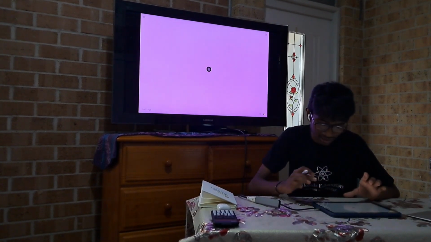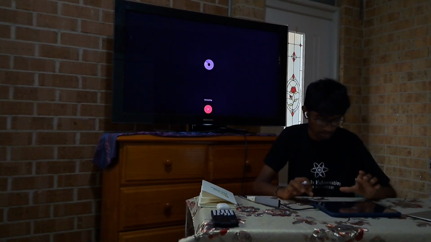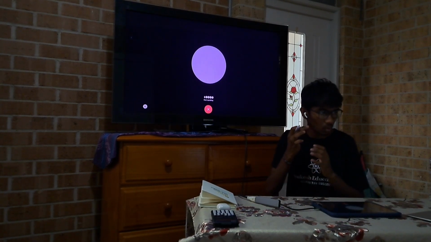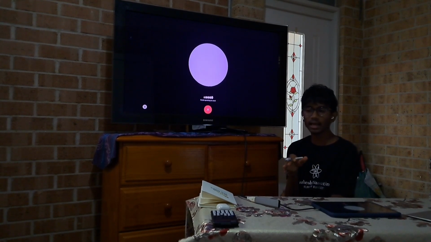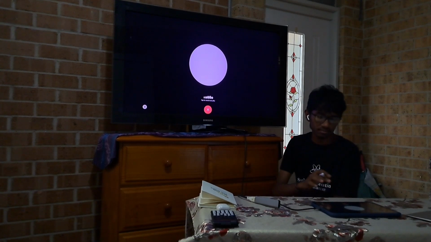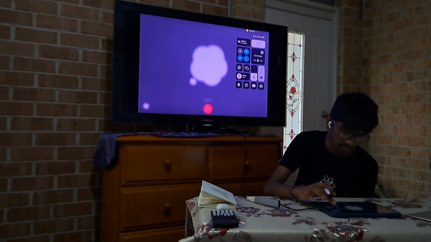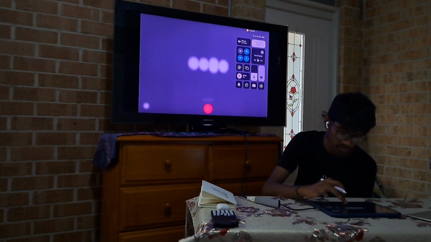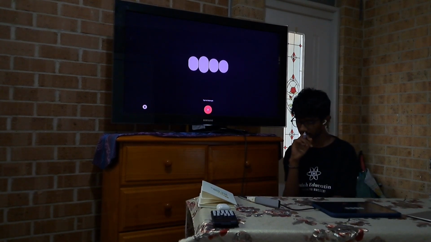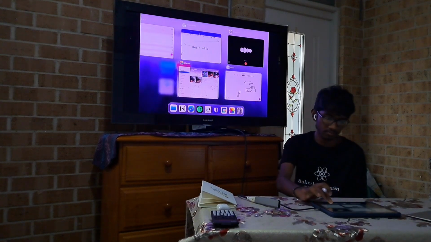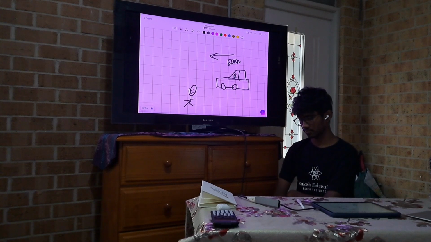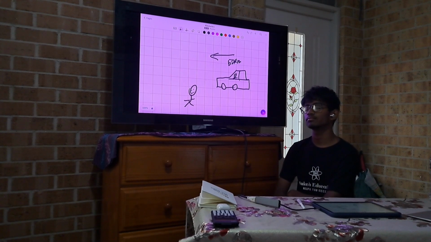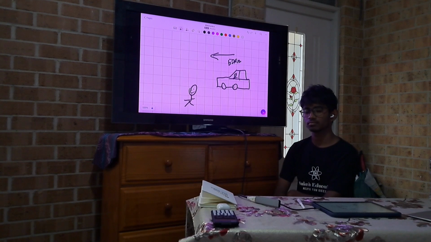Let's just ask ChatGPT. Hey, what's the difference between relative velocity and frames of references? Relative velocity is how fast one object is moving in relation to another. Frames of reference are the different viewpoints we use to observe motion. So relative velocity is about the speed between objects, while frames of reference are the perspectives we use to measure that speed.